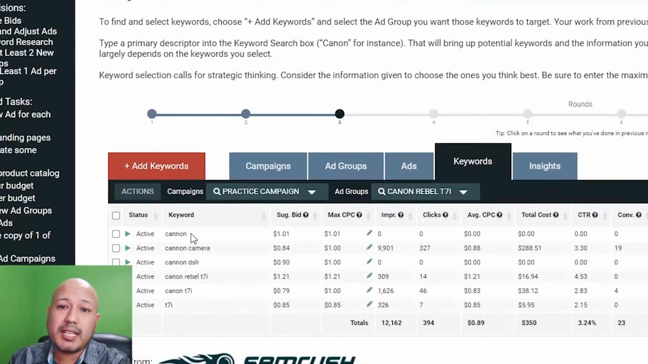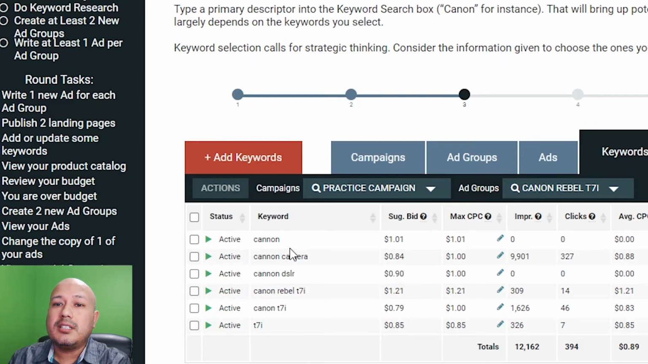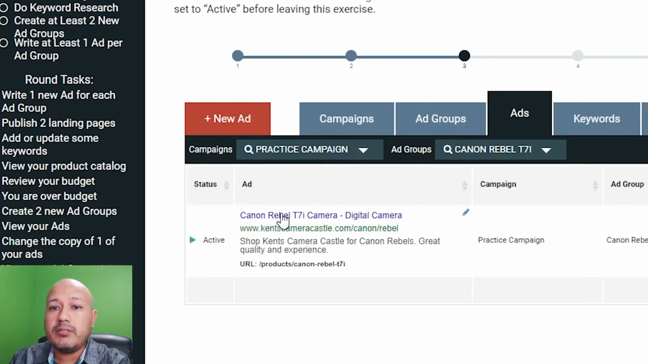Now, as I would say, 6 keywords, not exactly enough. Try to buy more keywords, right? Try to buy both long tail and fathead keywords. Now this is very like Canon Rebel T7i, Canon T7i, T7i, Canon cameras, Canon. All of those keywords are very relevant to the ad groups. You can see here Canon Rebel T7i, again camera Canon Rebel, right?